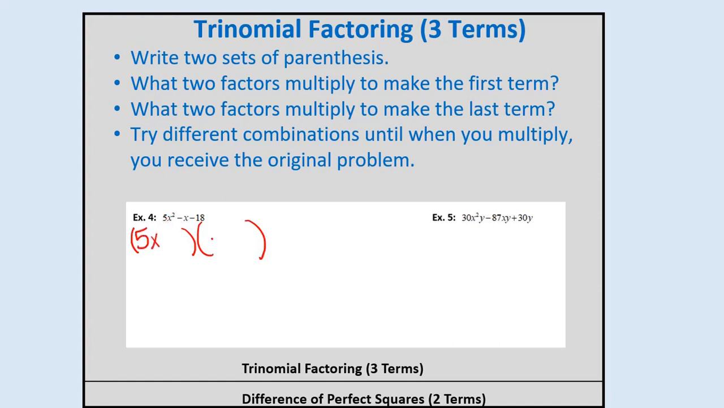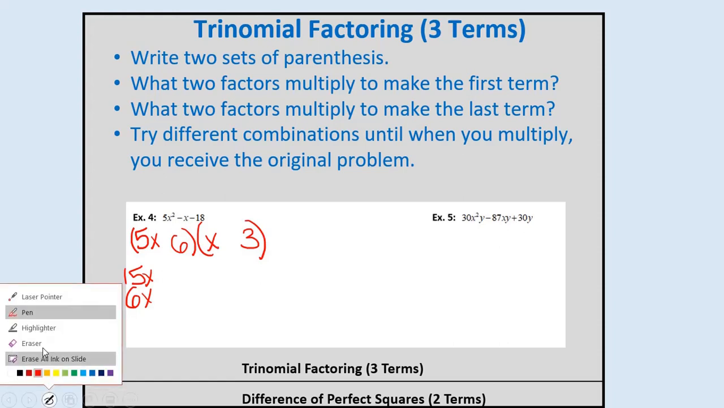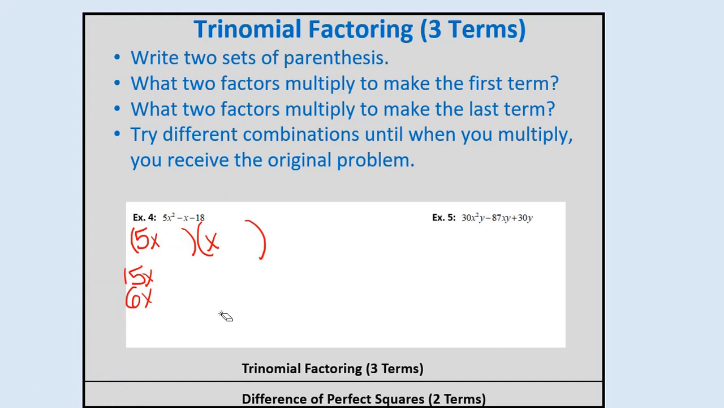There's nothing else. How do I make 18? Ooh, 18, that's a big number. 9 and 2, 18 and 1, 6 and 3. Okay. Let's put a 3 here and a 6 here. Let's see what that does. So 5x times 3 is a 15x. 6 times x is a 6x. Ooh, that is never going to make me a negative x. Gross. Not working. Okay, so 6 and 3, bad idea.